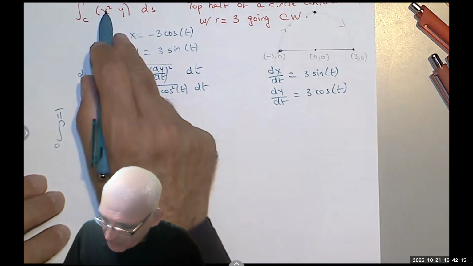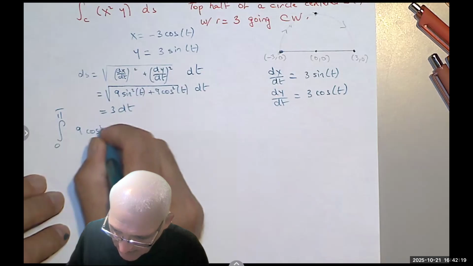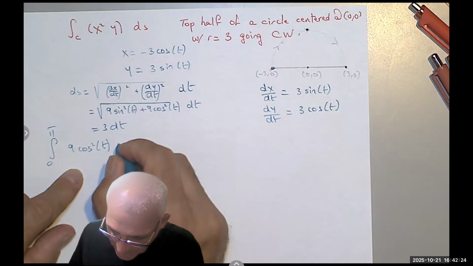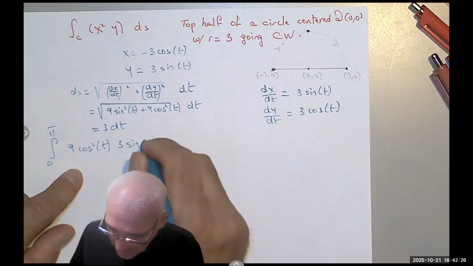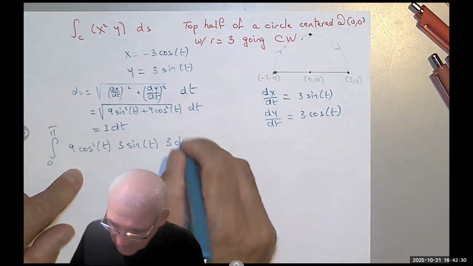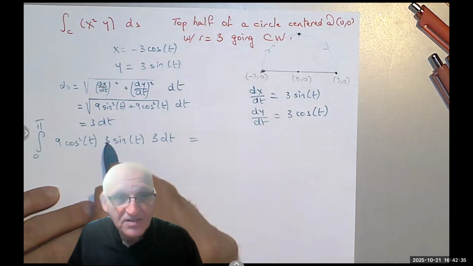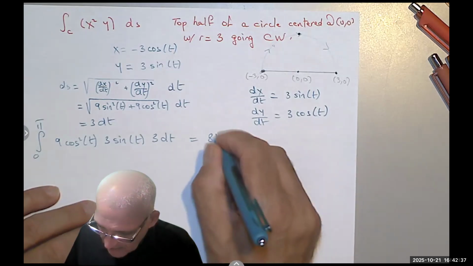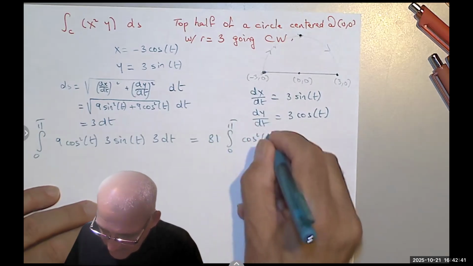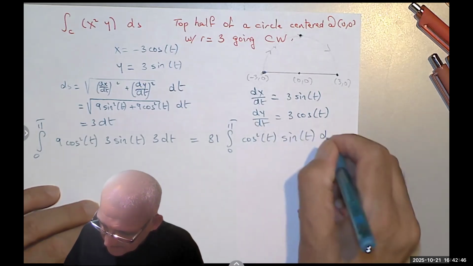Okay, x squared is 9 cos square t, right? That's x squared times y, so times 3 sine t, times ds, 3 dt. Take the constant out. I have 9 times 3 is 81, integral from 0 to pi of cos square of t sine t dt.